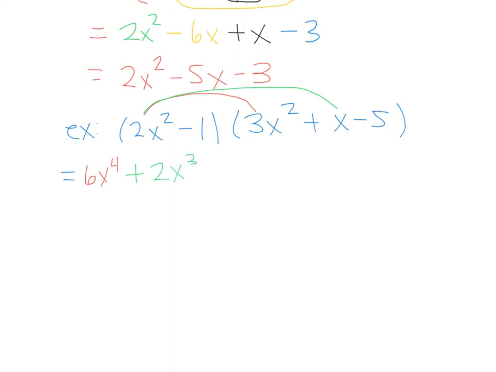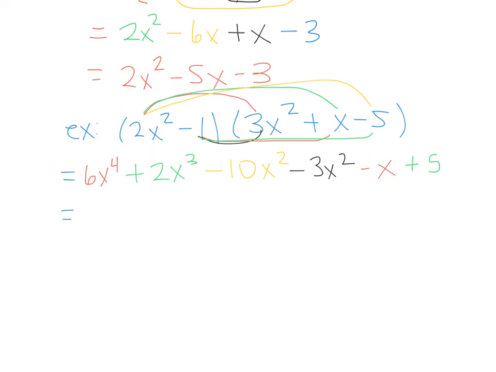And now we're, again, going to stick with that 2x squared. Now we multiply it by the minus 5. We get a minus 10x squared. So we're done with that 2x squared. We've multiplied that term by all of the terms in the second polynomial. So now we go to the negative 1. So negative 1 times the 3x squared, we get a minus 3x squared. And negative 1 times the x, we get a minus x. And negative 1 times negative 5, we get positive 5. Negative times negative is going to give us a positive. So there's all the terms.